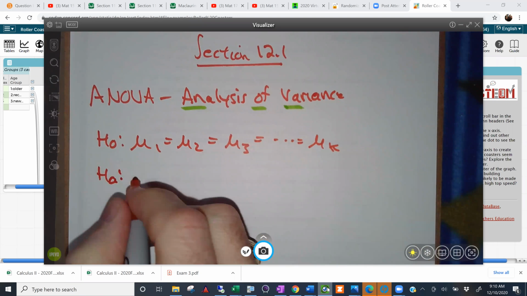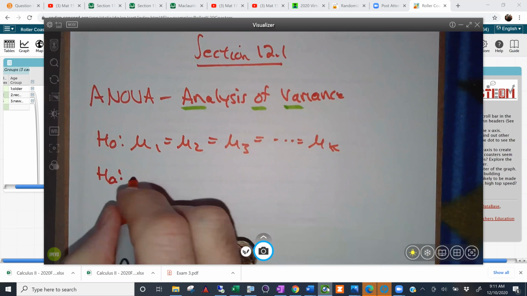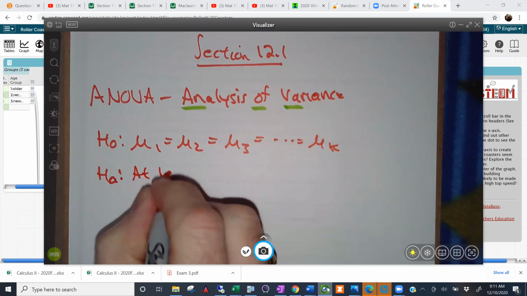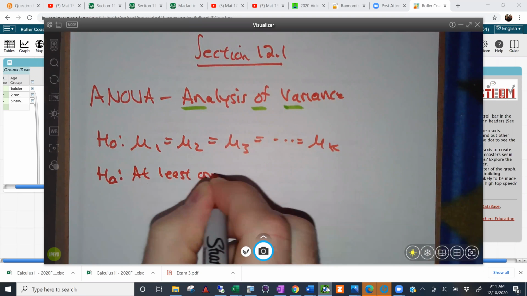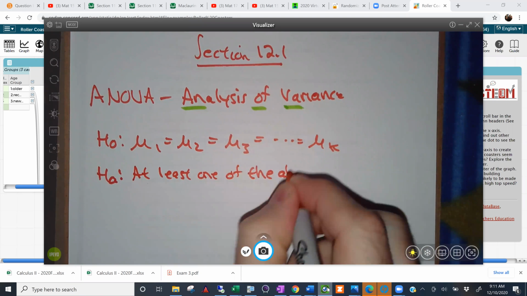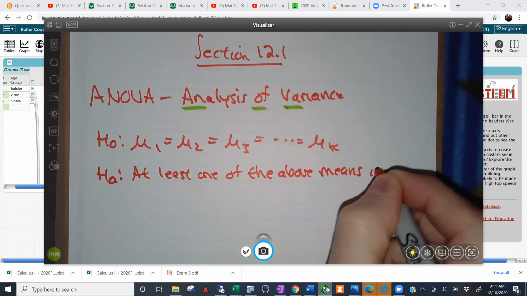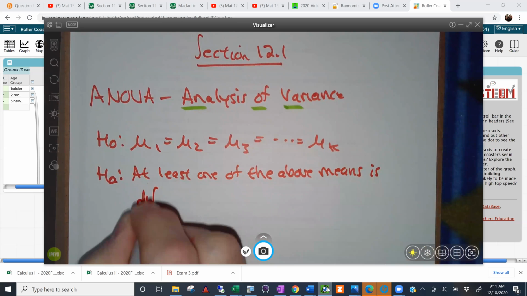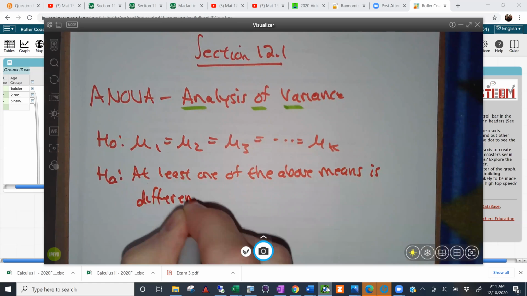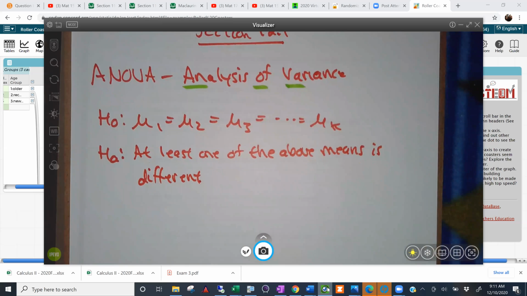be kind of this, it's called an omnibus alternative, like an everything alternative. At least one of the above means is different. Okay, makes sense. At least one of the above means is different.